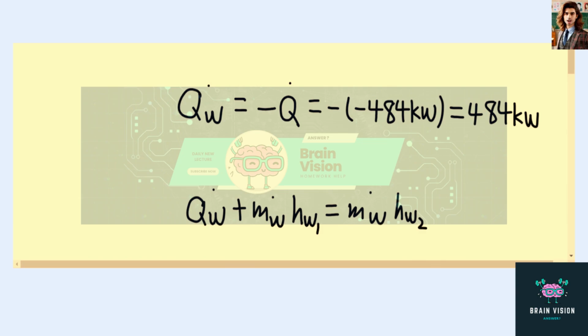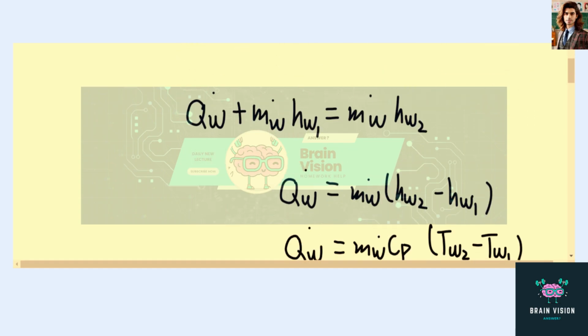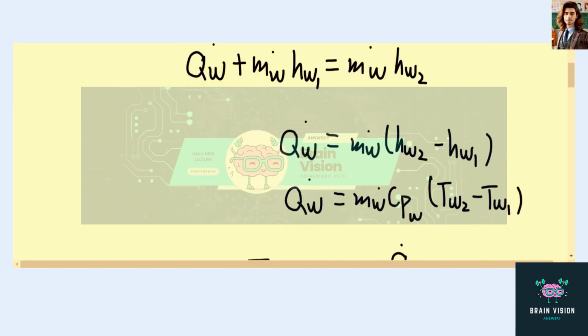So first, we need to set our equation here, which is Q dot W plus M dot W times HW1 is equal to M dot W times HW2. So Q dot W here is the rate of heat transfer for the water, and M dot W is the mass flow rate for the water. HW1 here is the initial enthalpy for the water, and HW2 here is the final enthalpy for the water. So if we do some arrangement here, eventually we have Q dot W is equal to M dot W times CPW, and then times TW2 minus TW1.